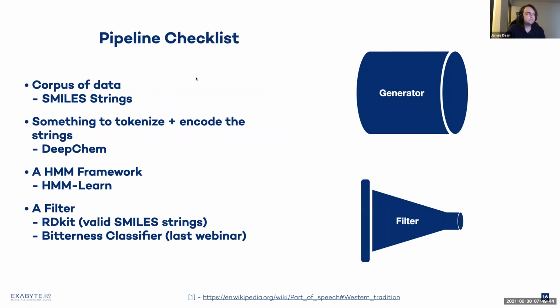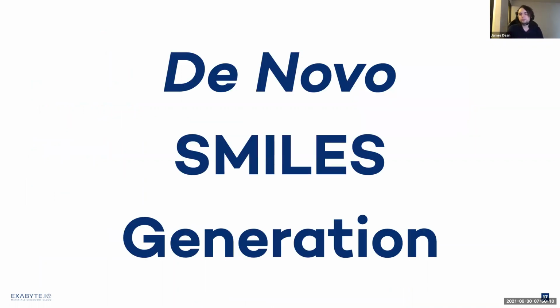And so now that we have our model that we want to use, we've got a corpus of data, we have the idea that we want to tokenize these strings, and we have a filter from the last webinar. Now we can start going through and filling out the checklist for this pipeline of exactly how we are going to implement these things that we just talked about. And so that brings us to the next section of this webinar, which is training a hidden Markov model for de novo SMILES generation.